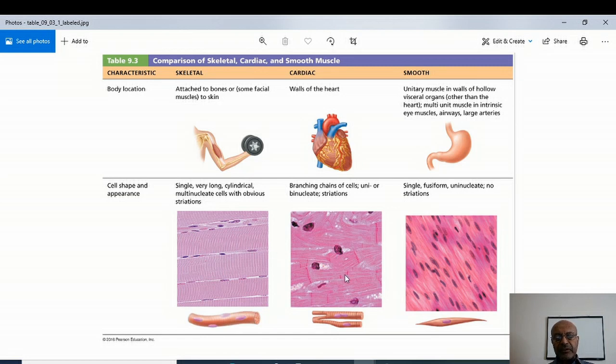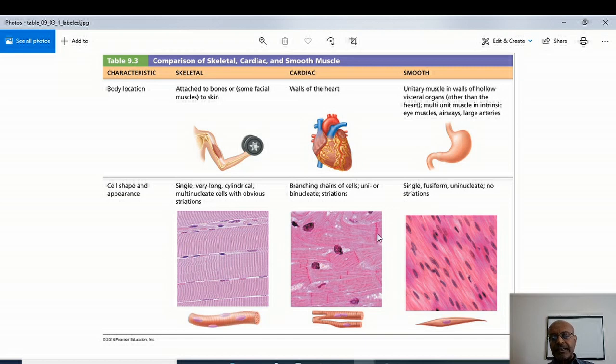And in the case of cardiac muscle, which is found only in our heart, do you notice that it is branched? By the way, this is a junction between several cells. What we see here is a single cardiac muscle cell. Notice the branching appearance. I also want you to notice these lines. They are important.